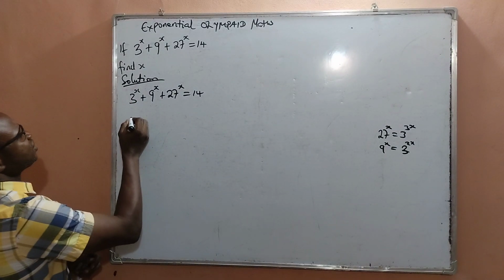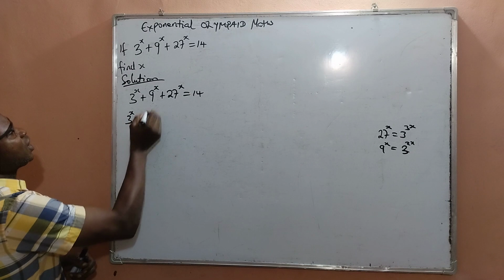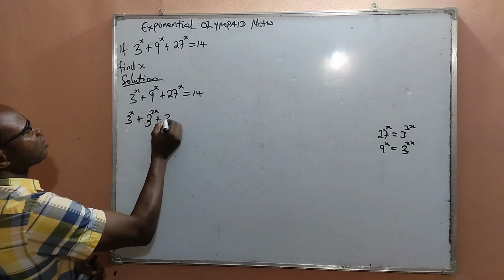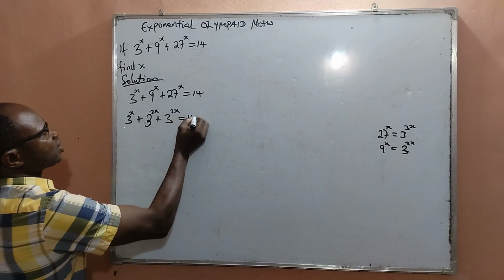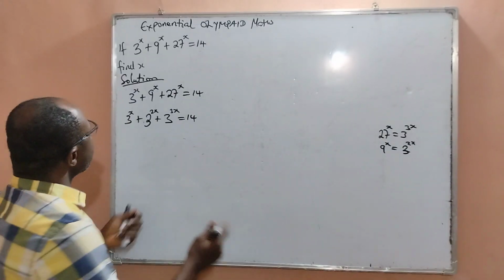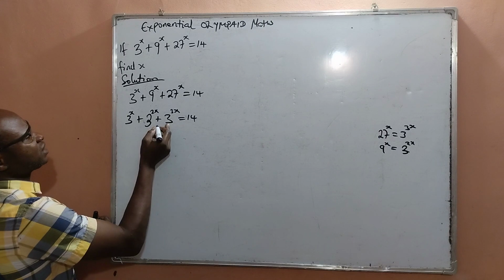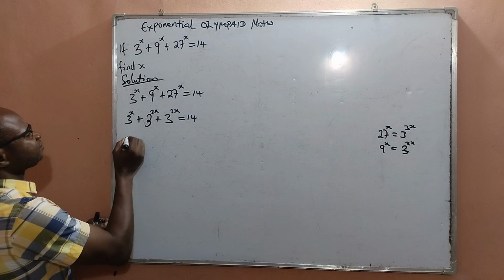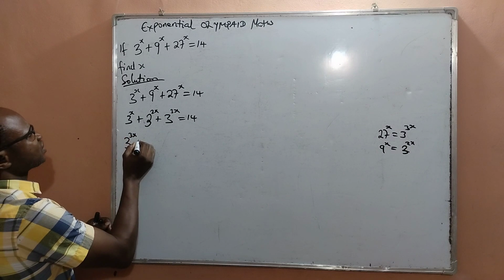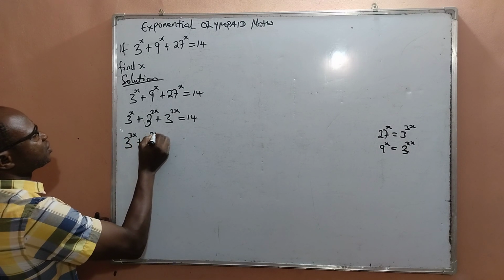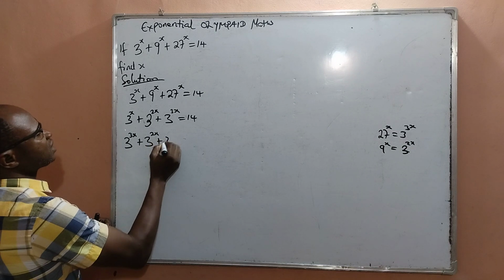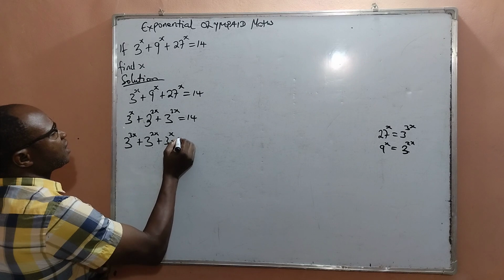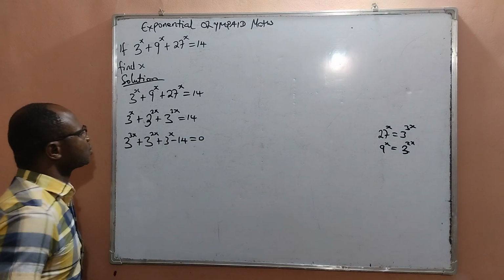Therefore, I can now write here 3 raised to x plus 3 raised to the power 2x plus 3 raised to the power 3x is equal to 14. I can rearrange it and put it this way: 3 raised to the power 3x plus 3 raised to the power 2x, then plus 3 raised to the power x. Now moving 14 from the right hand side to the left hand side, minus 14 equal to 0.